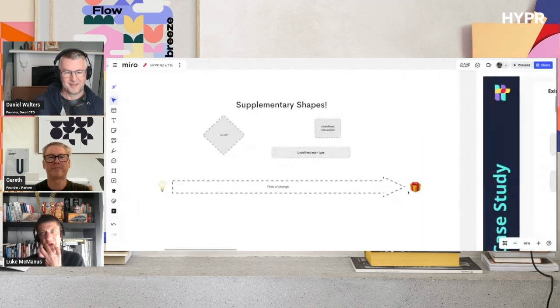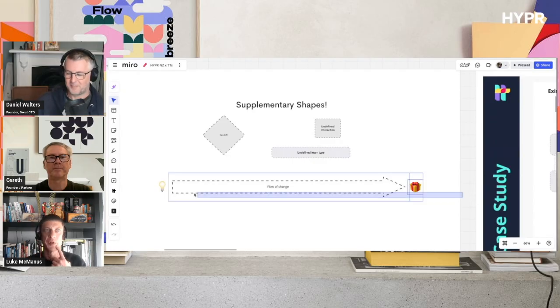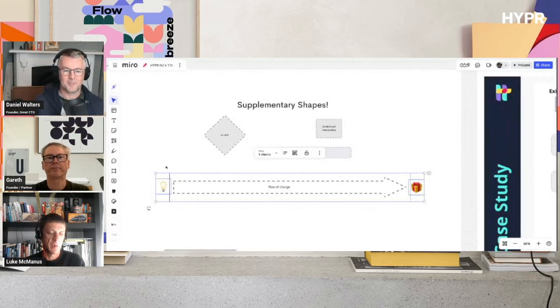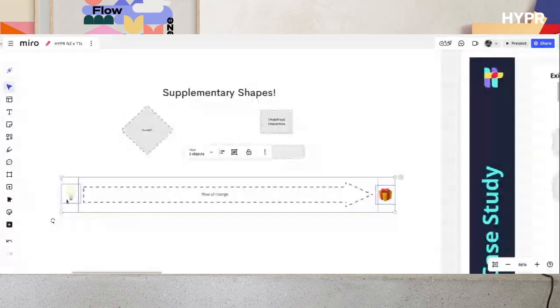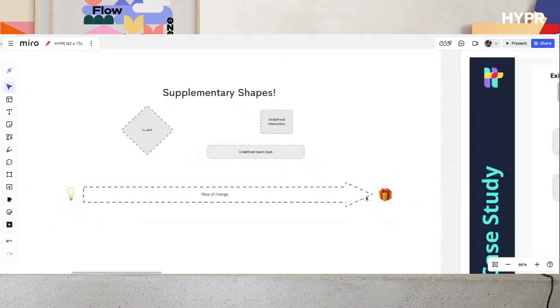Yeah, great point, Gareth. One of my other favorite shapes is the flow of change arrow. When we map our changes and interactions between teams, we start from the left and move to the right. And as you said, it's idea to cash, concept to production, and that's the way we do our mapping.